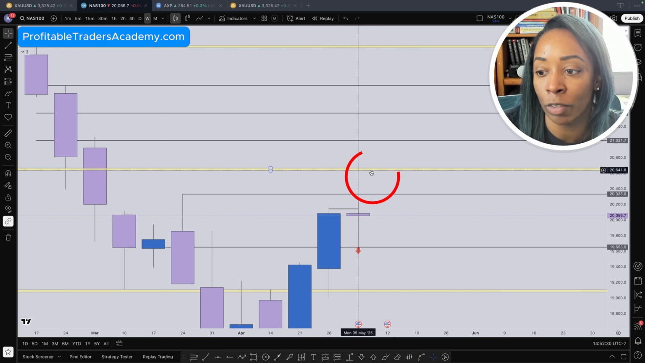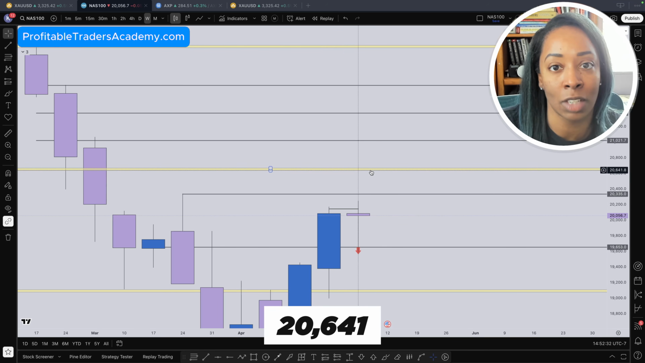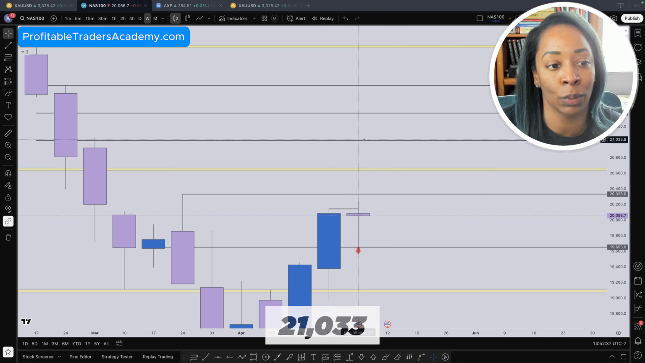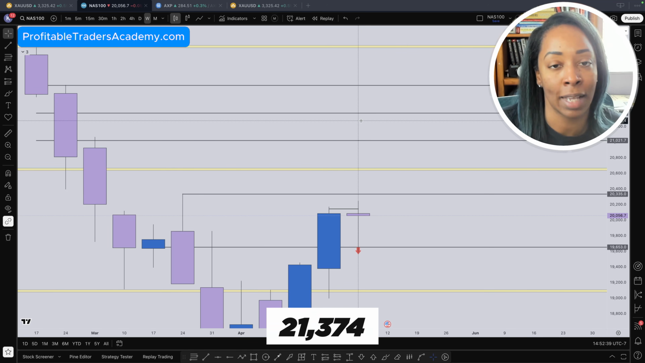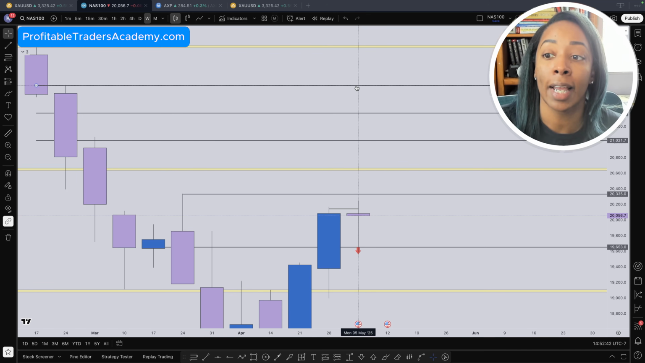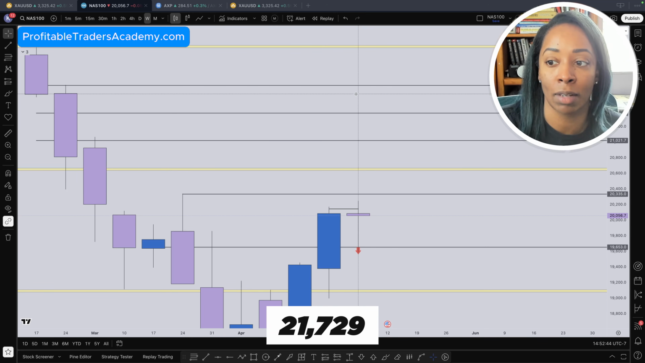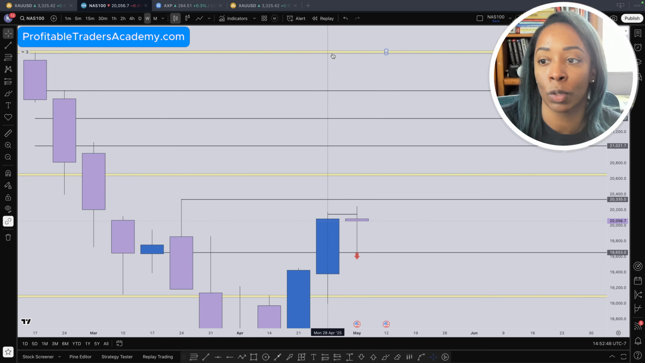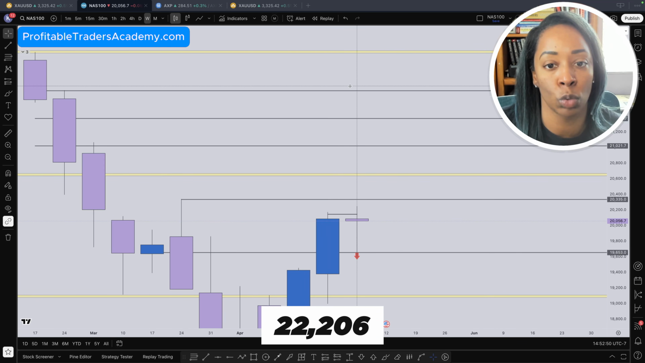So when it comes to this yellow level, it is at 20,641. This level here, 21,033. This level is at 21,374. And this level, 21,729. And this last yellow level that we will cover is at 22,206.